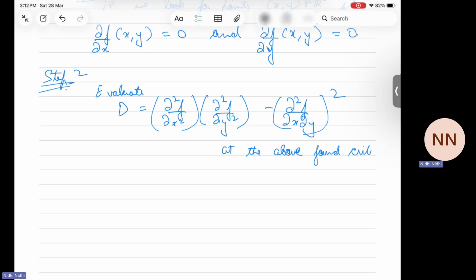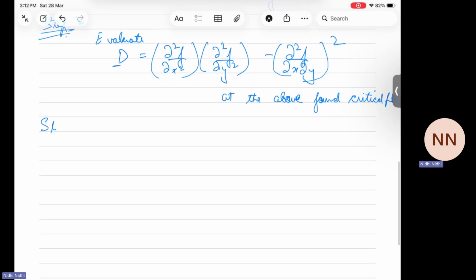So we firstly start with looking for critical points, and then at those critical points, we look for the value of this D. Based on the value of this D, we further check which point is a local maximum, local minimum, or a saddle point. Now this D can either be positive, negative, or 0. There are only three possibilities.